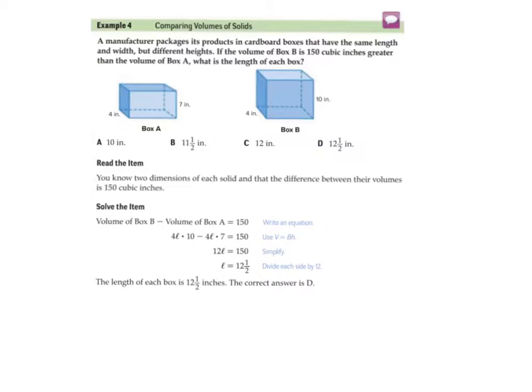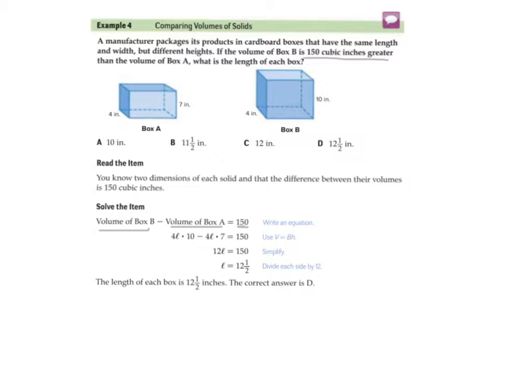Alright, so in example 4 now, what we're going to do is compare the volume of two boxes. And in this example, what's missing is the length of both of them. Okay, and again, look at the statement. It tells you the volume of box B is 150 inches greater than box A, and what you need to find is the missing length of each box. So let's have a look at what you've got. All right, so first and foremost, they've told you that the volume of the bigger box, box B, subtract the volume of the little box must be whatever the difference is, which is 150.